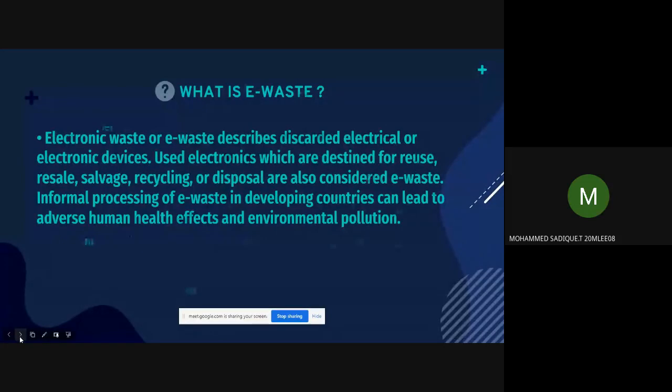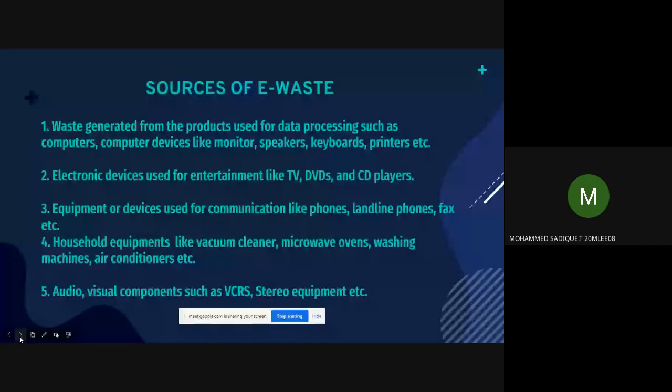Source of e-waste. It is equipment we use in our daily lives that becomes more and more e-waste. Waste generated from the products used for data processing, such as computers and computer devices like monitors, speakers, keyboards, printers, etc., and also electronic devices used for entertainment and communications, like household equipment and audio-visual components like VCR, stereo, microwaves, cleaner, phone, TV, etc. So no matter what equipment we use today, it can become a waste or a problem for the earth tomorrow, if not today.